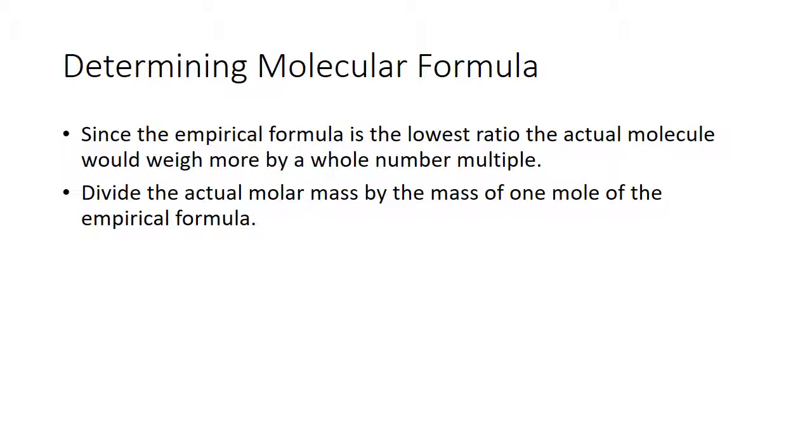So that's empirical formula, and you can use it now to determine the molecular formula. Since the empirical formula is the lowest ratio of an actual molecule, the actual molecule would weigh more by a whole number multiple. So if we divide the actual molar mass by the mass of 1 mole of the empirical formula, we can determine a ratio, which we can then use to determine the molecular formula, which we're going to illustrate in the next slide.